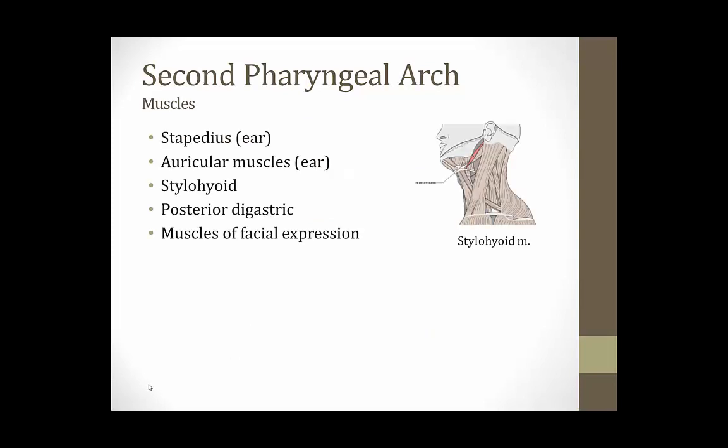Muscles that derive from the second arch include the stapedius muscle, which is a very tiny muscle of the inner ear. It's actually the smallest muscle in the human body. Also the auricular muscles, which are muscles of the outer ear. This arch also gives rise to the stylohyoid muscle and the posterior belly of the digastric muscle. We talked about how the first arch gives rise to the anterior digastric, the second arch gives rise to the posterior digastric, and then finally this arch gives rise to all of the muscles of facial expression.